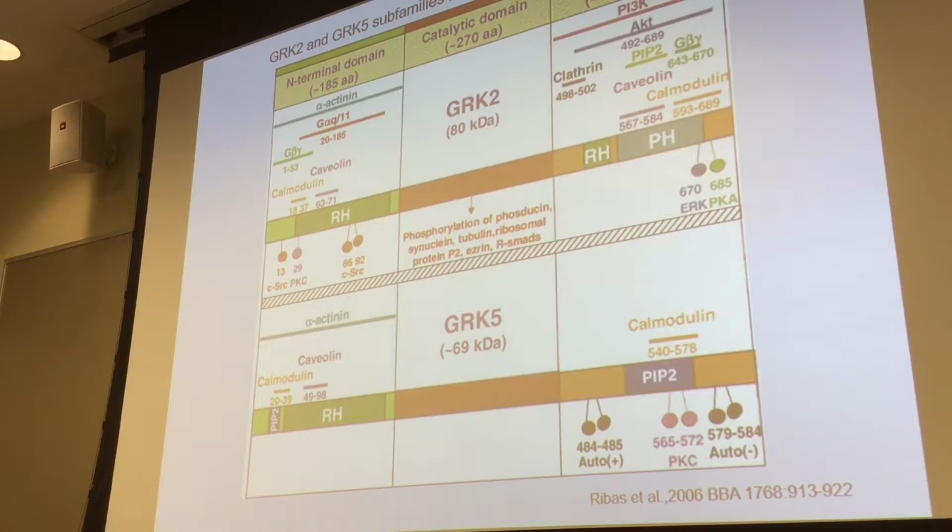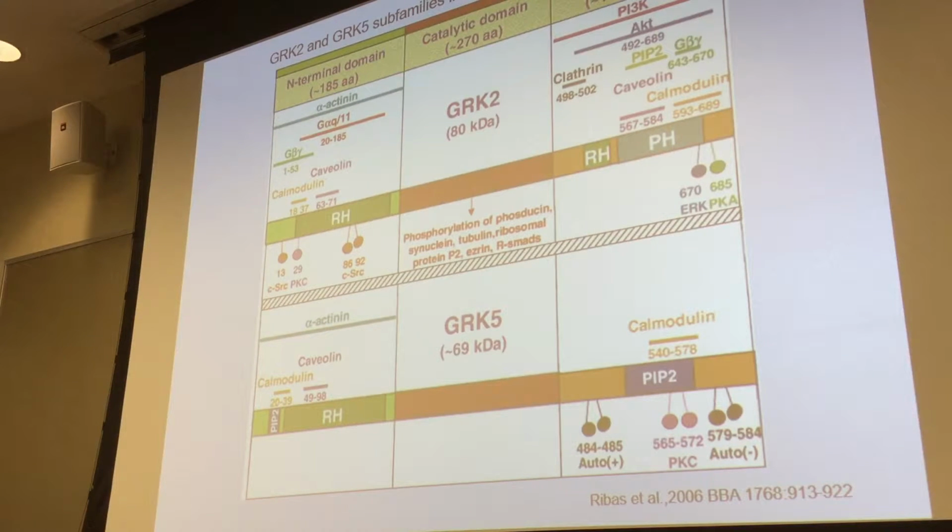But the other thing that you'll see here is that we've got a site for binding caveolin, which means that this particular kinase can be involved in lipid rafts. And we also see that it's got a binding site for calmodulin. So what does that tell us about this particular GERC? It's sensitive to calcium, yes. So you can have a regulatory mechanism here that can regulate this particular kinase.